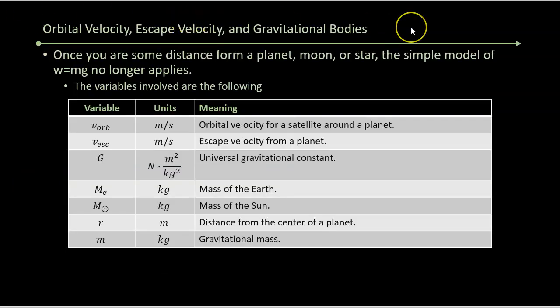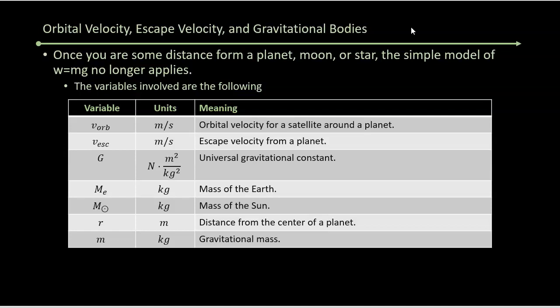Orbital velocity, escape velocity, and gravitational bodies. So we have some new variables we're introducing and some constants. The orbital velocity we call v orb. It's meters per second, right? V escape is escape velocity, v esc.